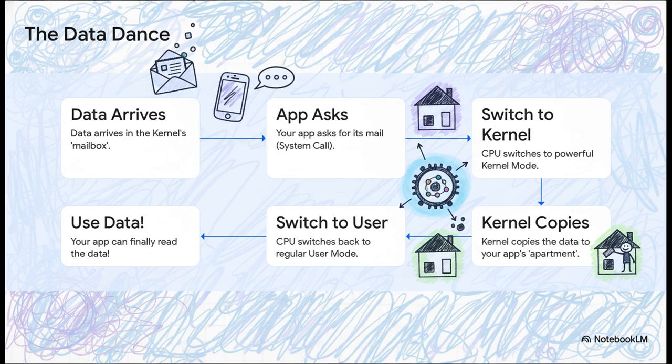You're waiting for some data from the internet. First, that data arrives in the kernel's mailbox upstairs. Then, your app, which is stuck downstairs, has to make a system call to ask for its mail. The CPU then has to switch into its powerful kernel mode, go upstairs, copy the data, bring it all the way back downstairs to your app's apartment, and then switch back to regular user mode. Only then, after all that, can your app finally read the data. It's a whole dance for every little piece of information.